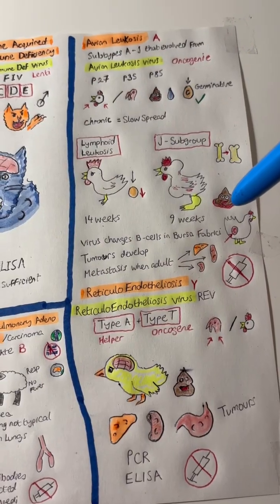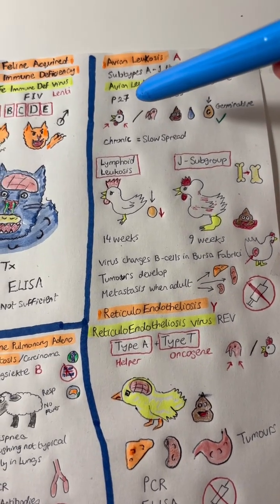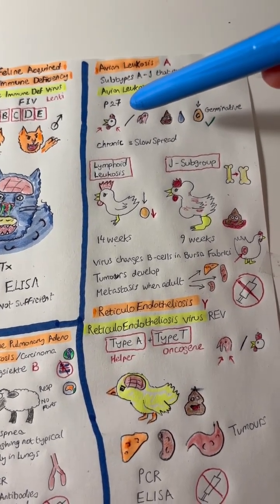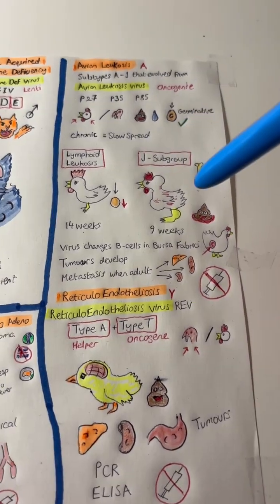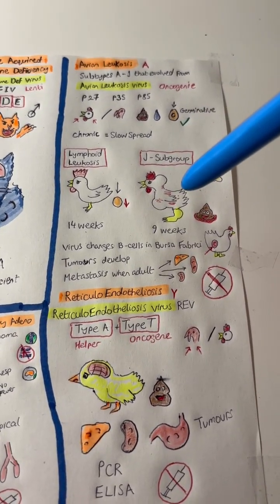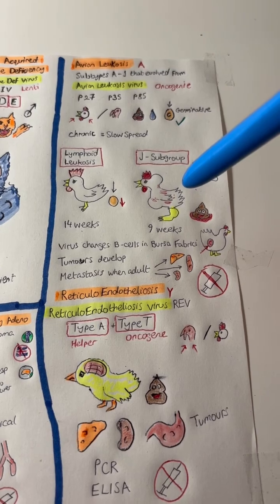For the diagnosis, we can use PCR to detect the P27 antigen, as well as using ELISA and viral neutralization. To do a differential diagnosis with Marek's disease, use the MATSA diagnostic method.